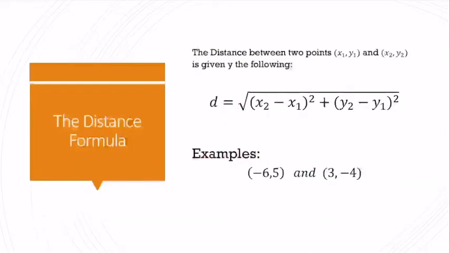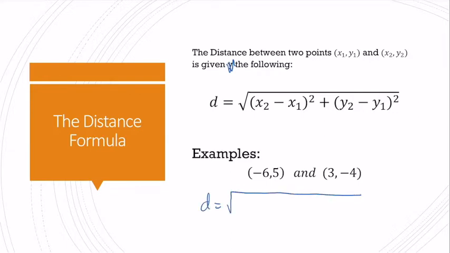The next thing I want to talk about is the distance formula. Whereas the midpoint formula finds the midpoint on the coordinate plane between 2 points, the distance formula finds the distance between 2 points. If I have 2 points, x1, y1 and x2, y2, the distance is given by the following equation: distance equals the square root of the difference in x squared plus the difference in y squared. So let's work through an example.